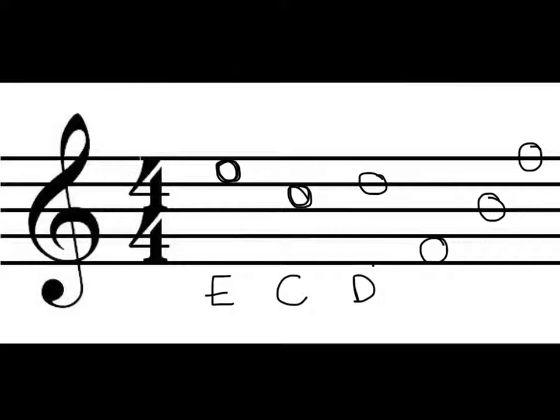Now, this is easy. This is the first space. And the first space in the treble clef, we all know, starts with the letter F. Third line is E, G, B. And then lastly, our practice here is the top line of the treble clef, E, G, B, D, F. Okay, so there you have a little practice for you.